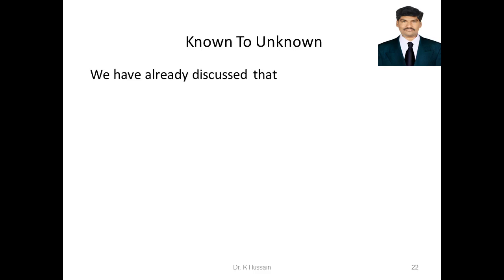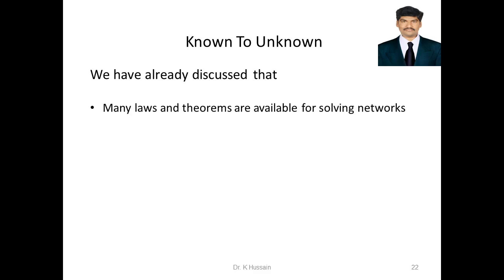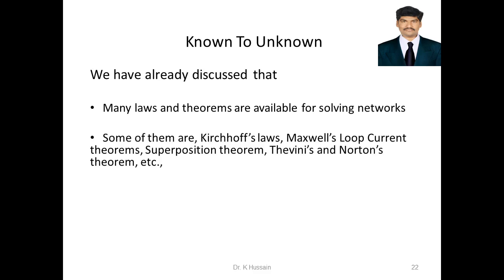Now this is from known to unknown. Already we know a few things. The unknown thing is the substitution theorem. We will see how to apply known things to find the unknown value. We have already discussed many laws: Ohm's law, KVL, KCL, and different theorems available for solving networks. Some of them are KCL, KVL, loop current method, superposition theorem, Norton's theorem, etc. Many theorems we have already discussed, and this is also one of the theorems.